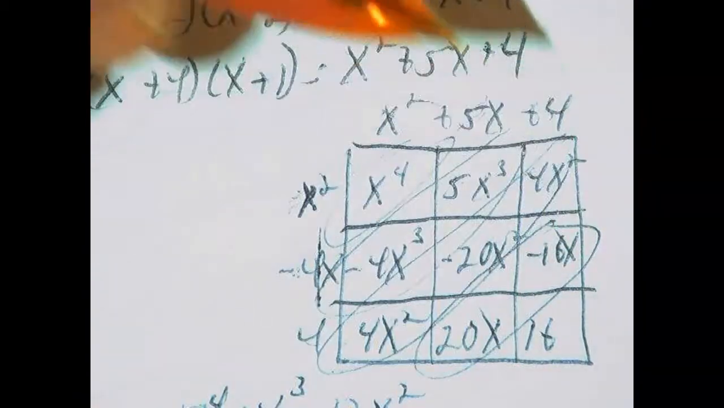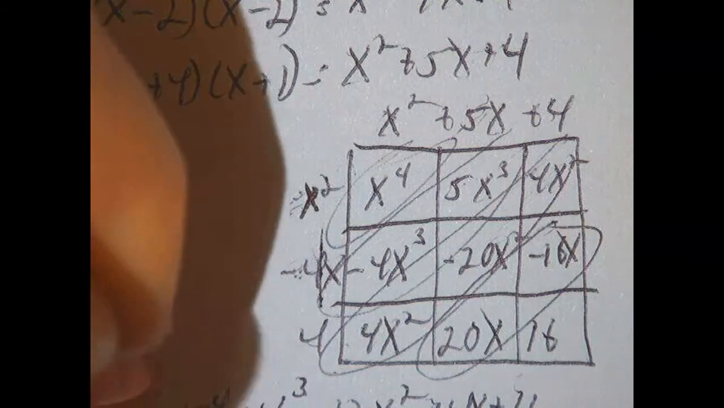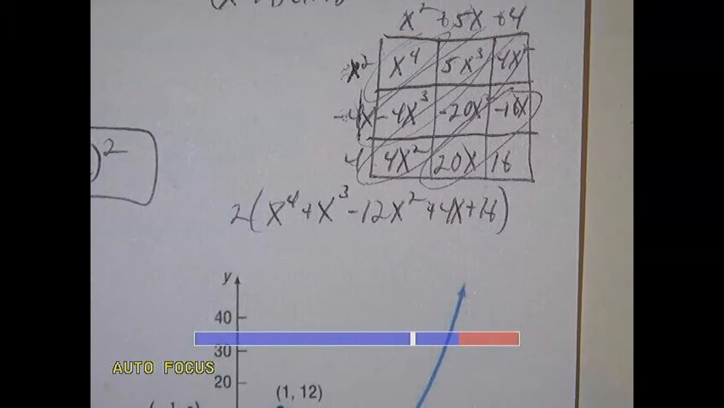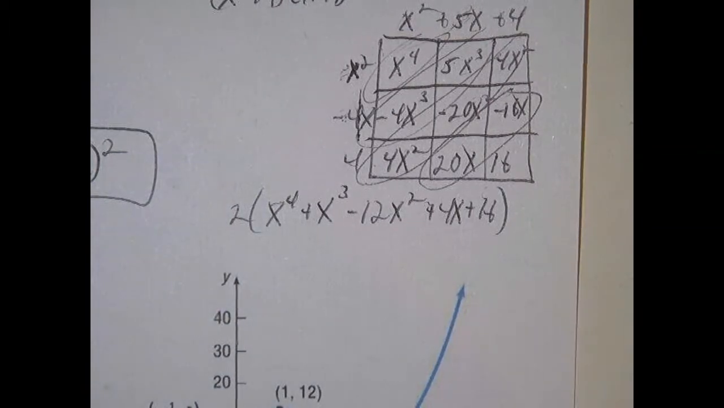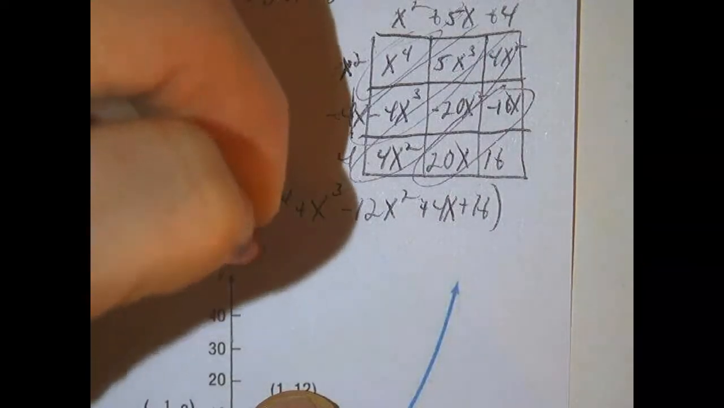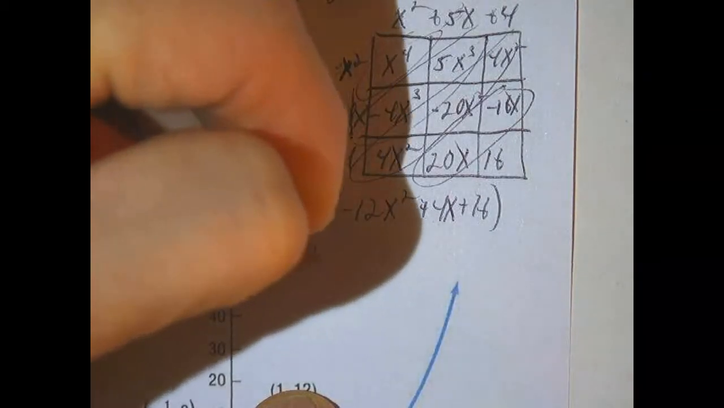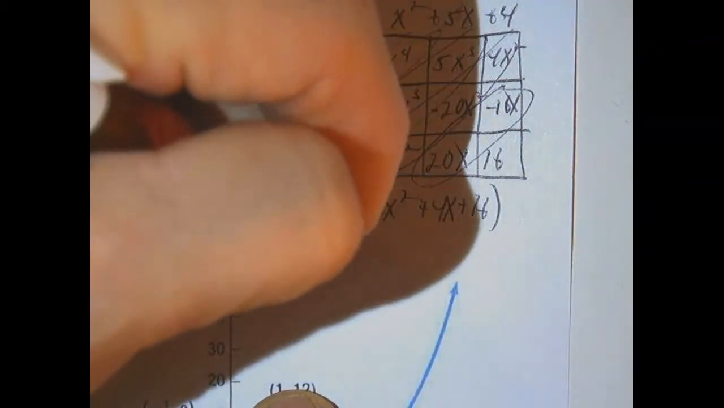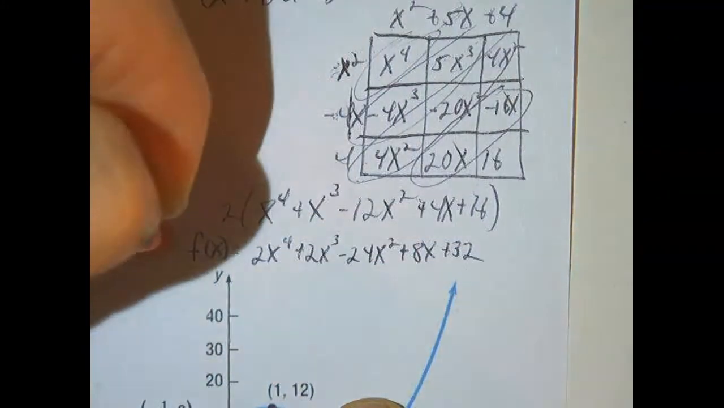Here are like terms again with just the x's, and there's plus 4x, and then a plus 4x, and then a plus 16. And that's all times 2. So, whoops, one more step. One more step is to distribute the 2, and I've got everything in polynomial form. So f of x is 2x to the 4th plus 2x to the 3rd minus 24x squared plus 8x plus 32. Polynomial.